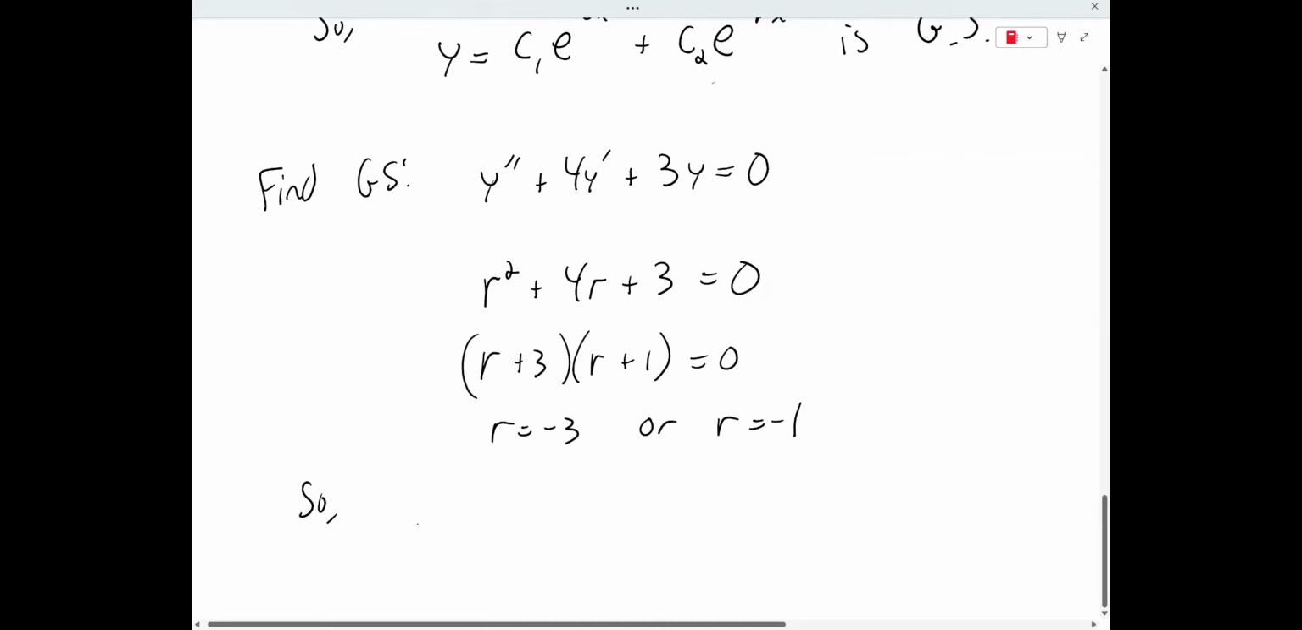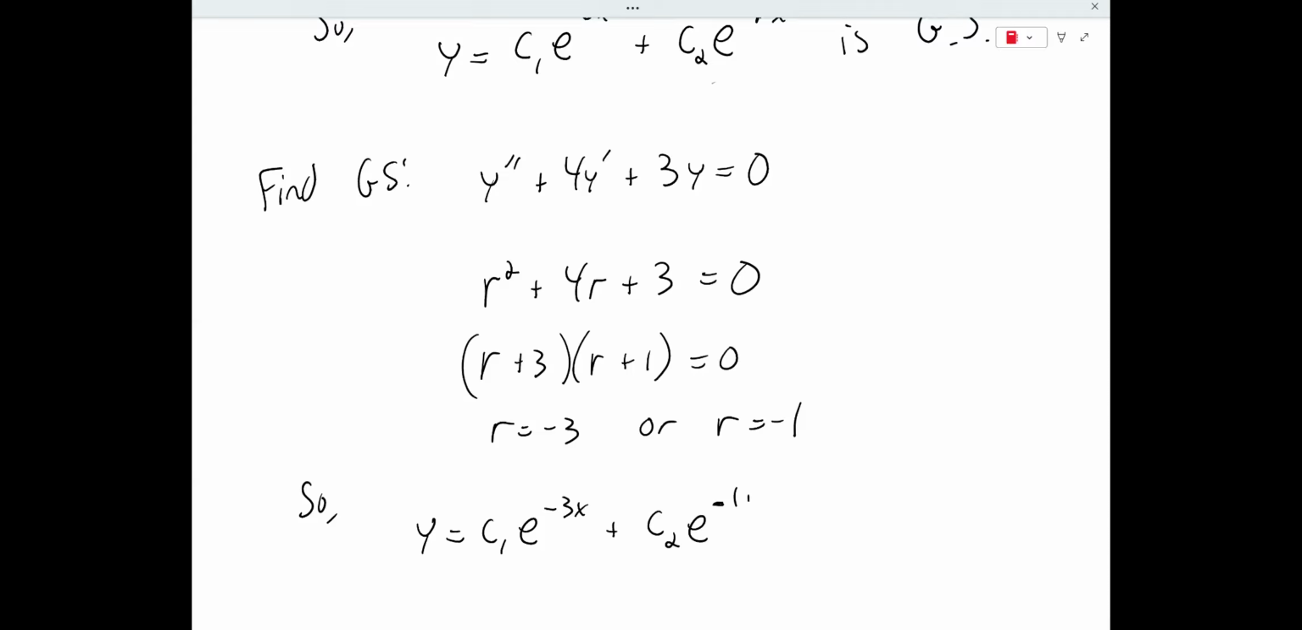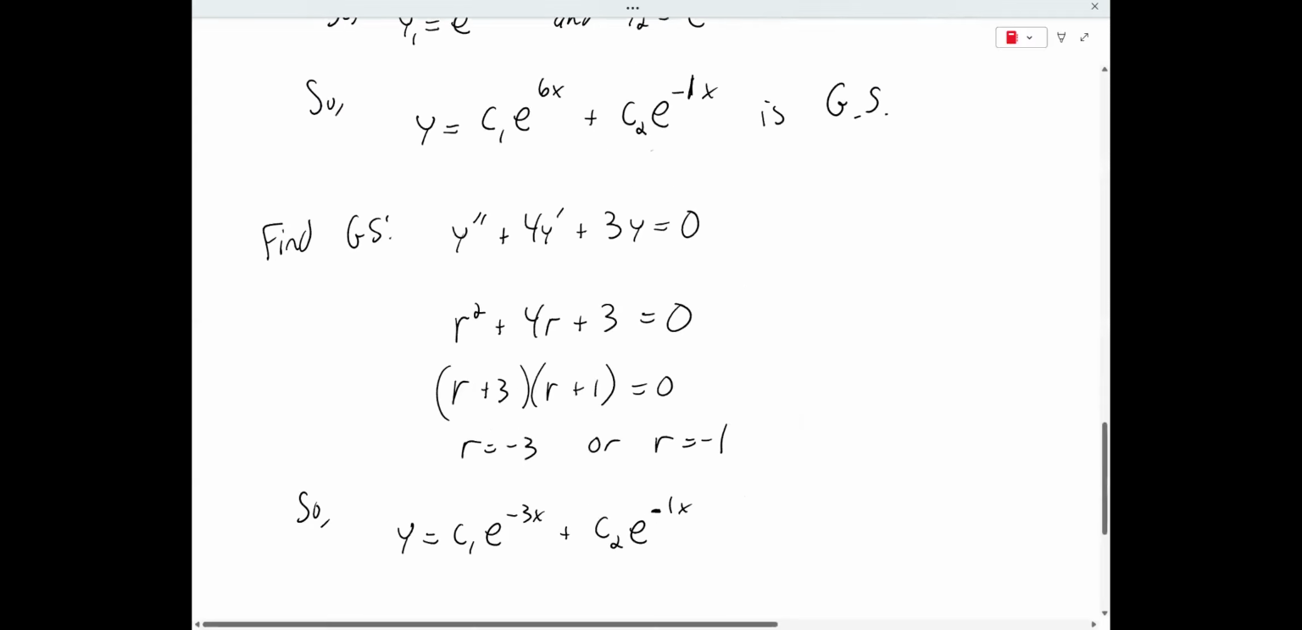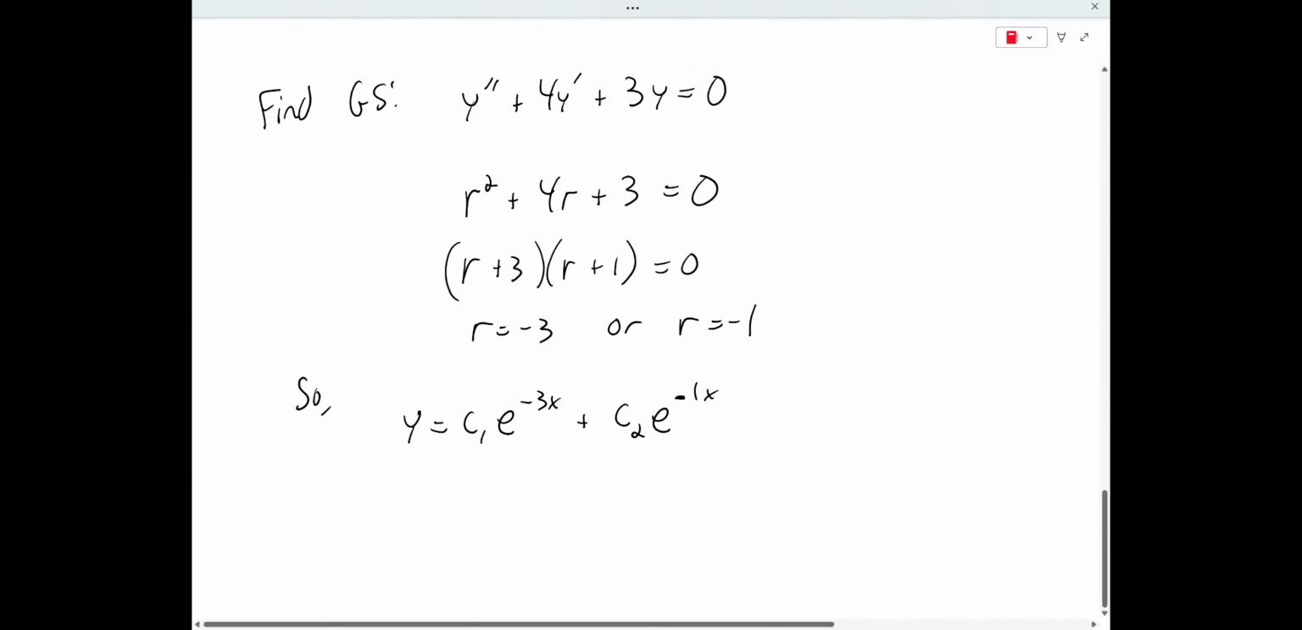Right, so the general solution is this then. y equals c1 e to the negative 3x plus c2 e to the negative 1x. And that's it. So at this point, it's pretty easy, right? It's not too bad there. Not bad for a second order equation. For the work you have to do, there's not much to it with the constant coefficients. Anything on that? Okay.